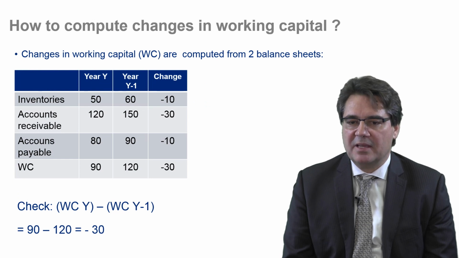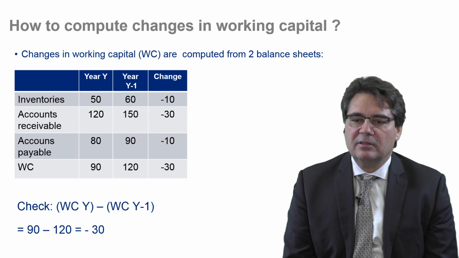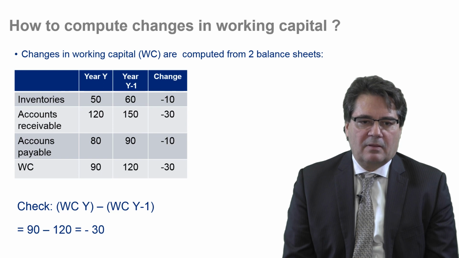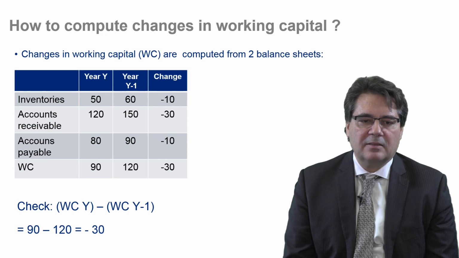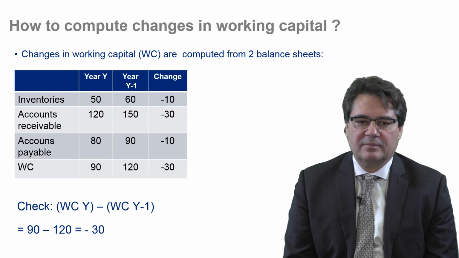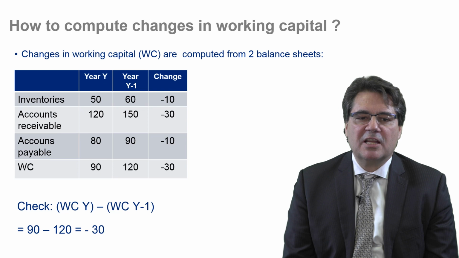How to compute changes in working capital? Changes in working capital generally explain a lot about a company's cash flow position. So we take inventory plus accounts receivable minus accounts payable. For year Y, we have 50 plus 120 minus 80, which is equal to 90. 90 in year 1, 120 the year before, so the difference is minus 30. So you can compute change in working capital with two balance sheets.